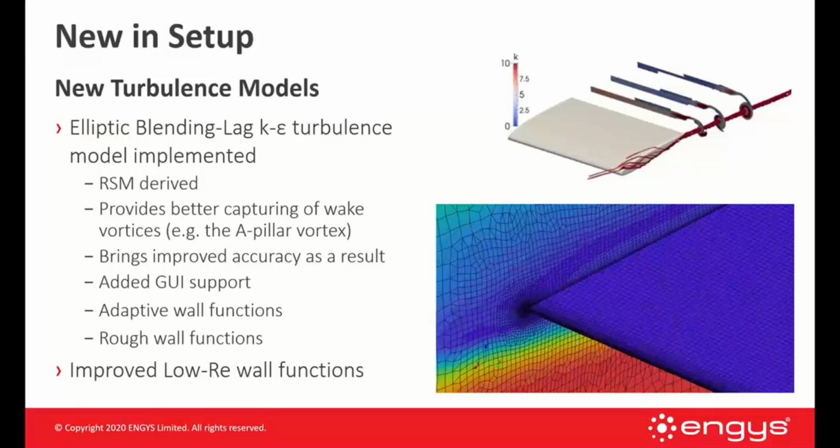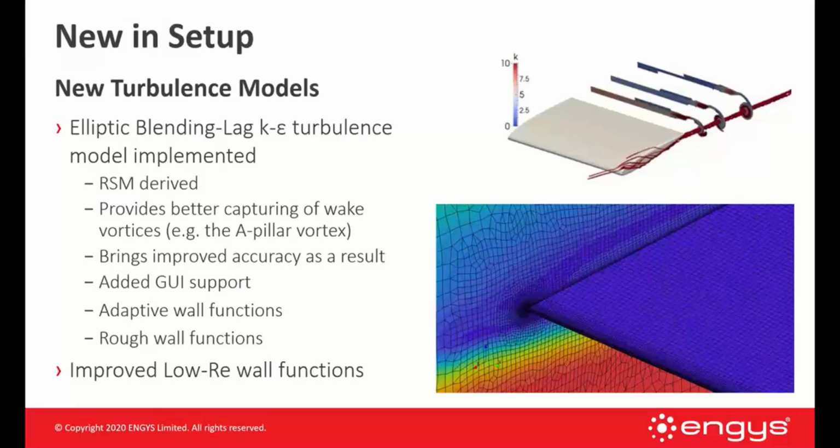when it comes to capturing the wake vortices in the strong separation areas, for example, behind a car in the context of external aerodynamics. Just think about areas like the A-pillar vortex, where you have strong curvature. It's very difficult with the standard traditional RANS models to detect this. This one performs quite well, and it brings improved accuracy as a result. We do support this in the GUI, so it's fully supported.